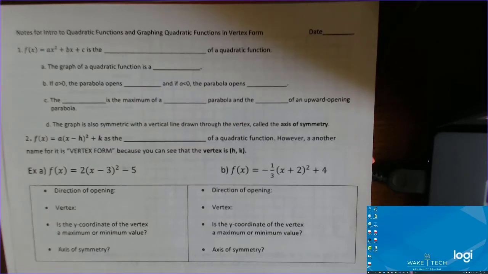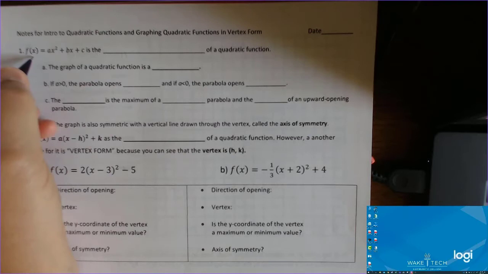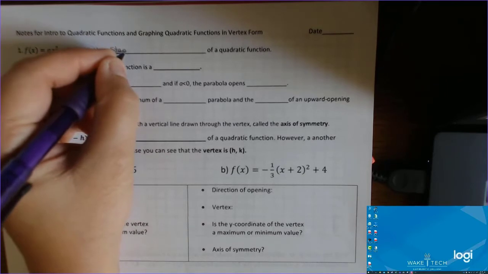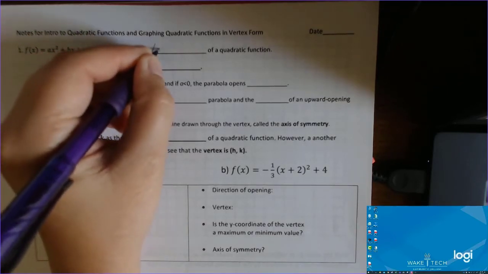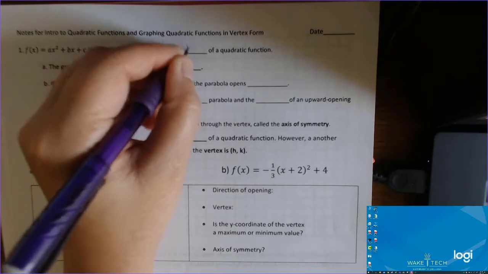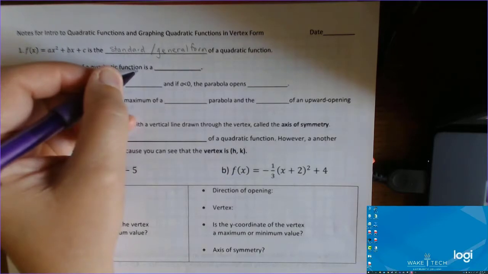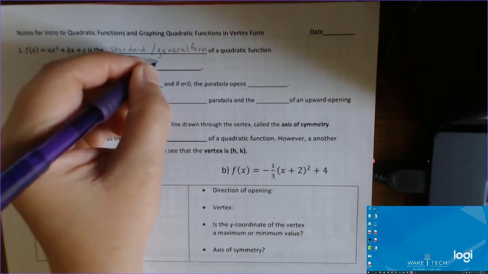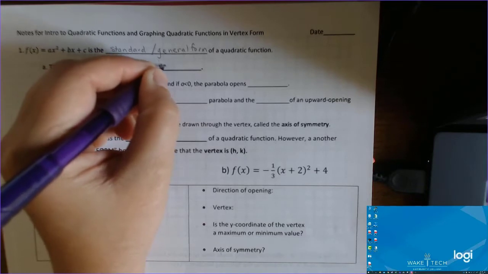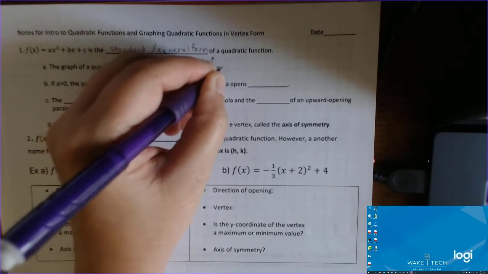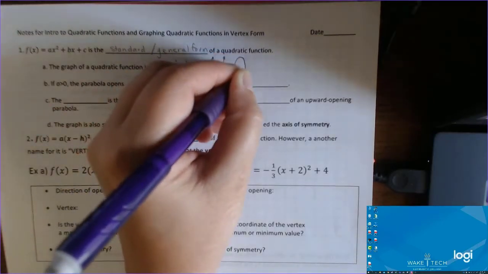Okay, this is the introduction to quadratic functions, and we're going to graph quadratic functions in vertex form. Number one, f of x equals ax squared plus bx plus c is the standard or general form of a quadratic equation. The graph of a quadratic function is a U-shaped graph, so it's called a parabola, and it's going to look either like a U that opens up or a U that opens down.